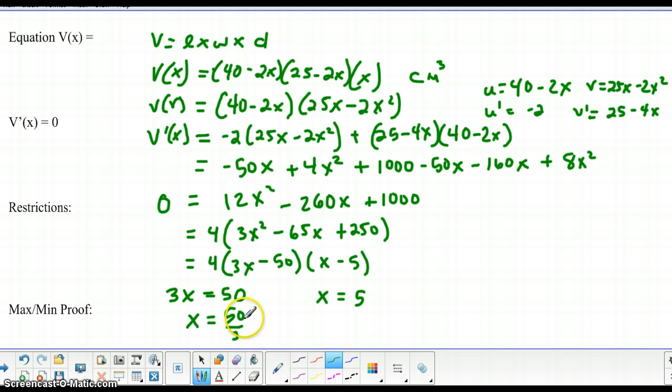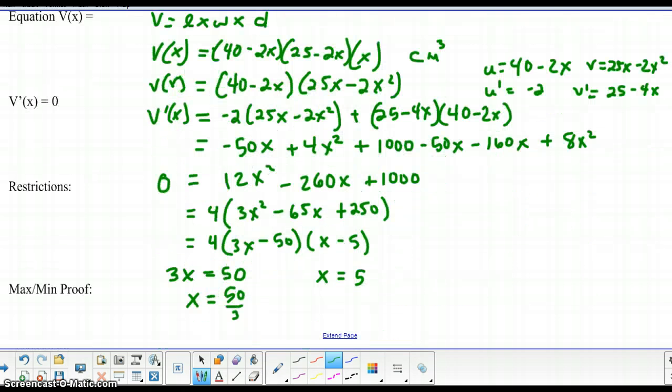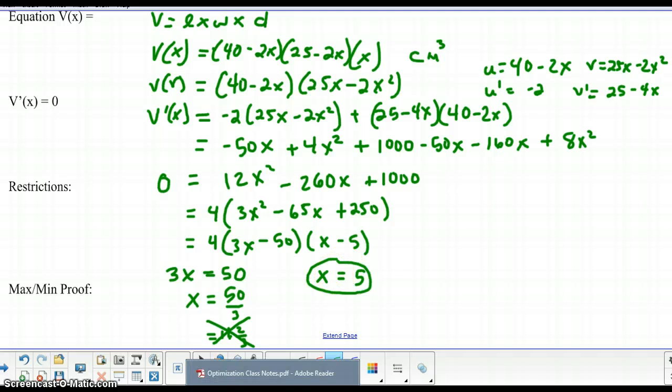Alright, 5 sounds okay, but this 50 over 3 seems way too big if we look at our graph. This side won't have anything left to it, because 50 over 3 would be 16 and 2/3. So that's too big. That's impossible, so we can cancel that x out. Our only option here is when x equals 5. So that's one of our restrictions. This one won't work.